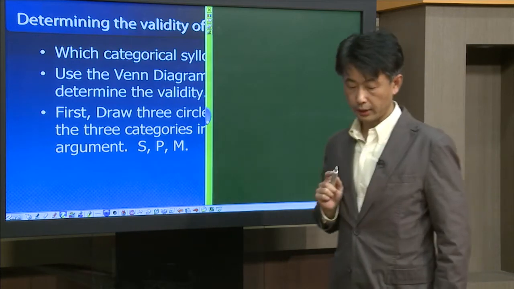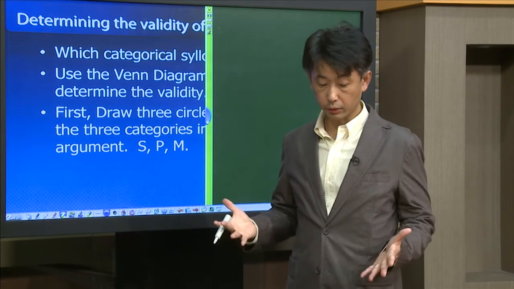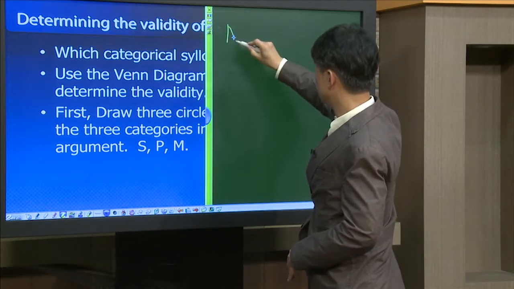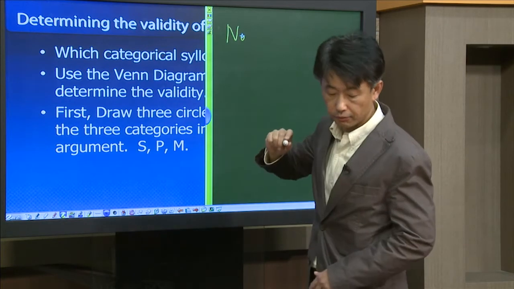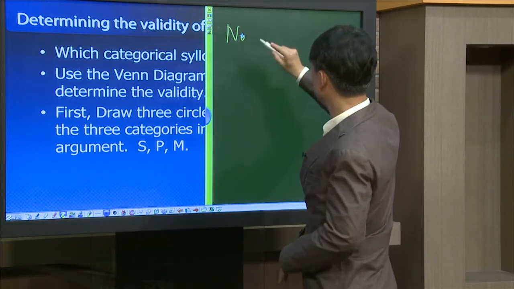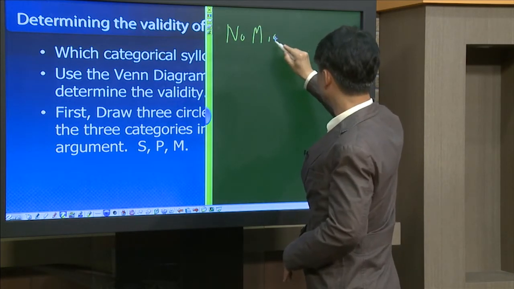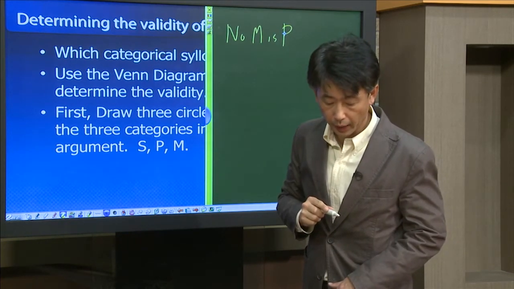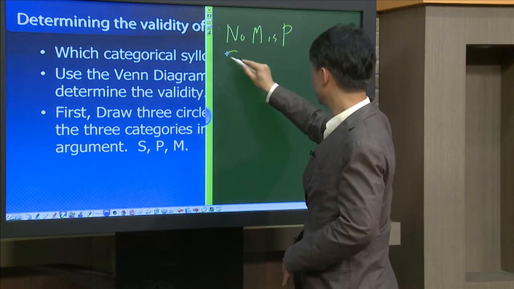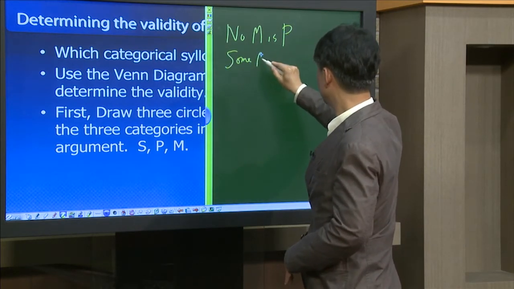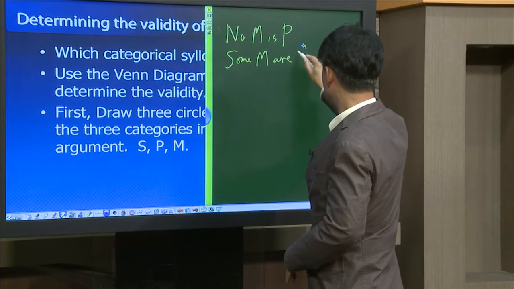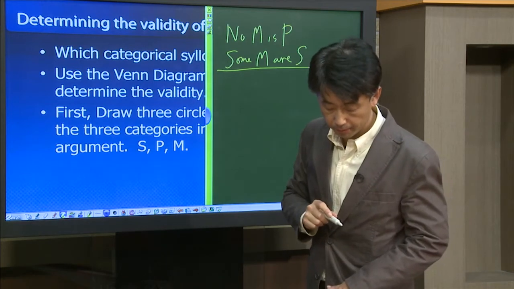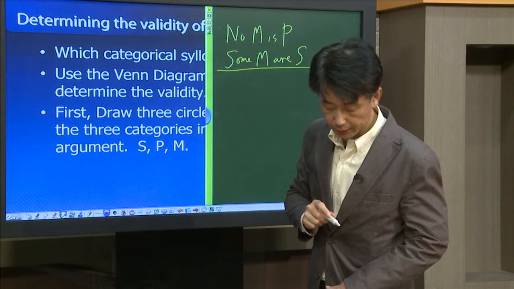So here is a categorical syllogism. It's an example in the book. The first premise is: No M is P. The second premise: Some M are S. And the conclusion is: Some S are not P.